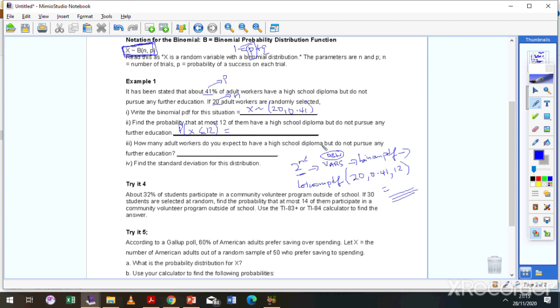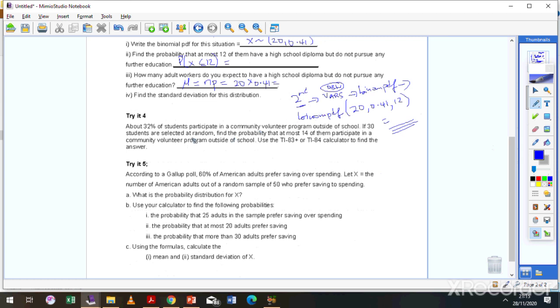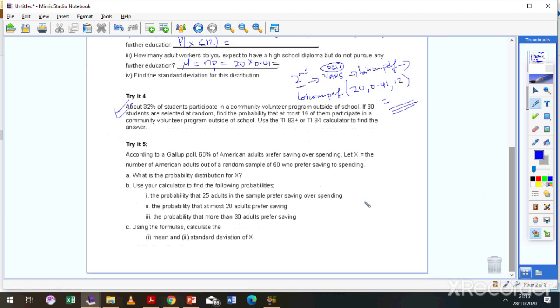How many adult workers do you expect to have a high school diploma? Expected value of a binomial distribution is the mean, which is n times p, which is just 20 times the probability of success, which is 0.41. So that gives you the expected value. Right, try to use your calculator. If it's not helping, refer to the next video if you haven't yet got it. And yeah, you can do this one on your own.